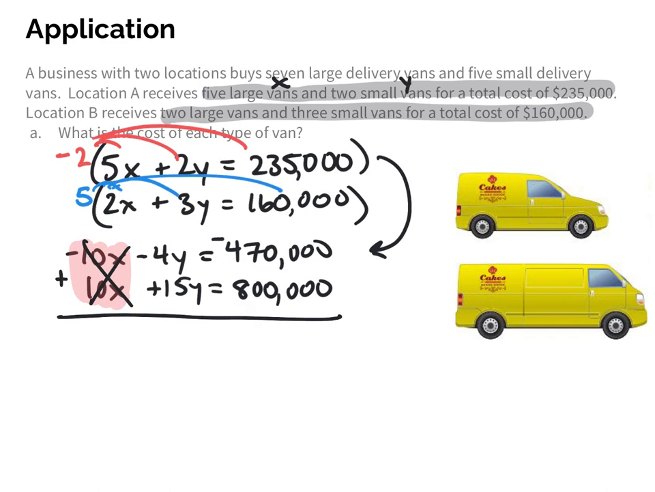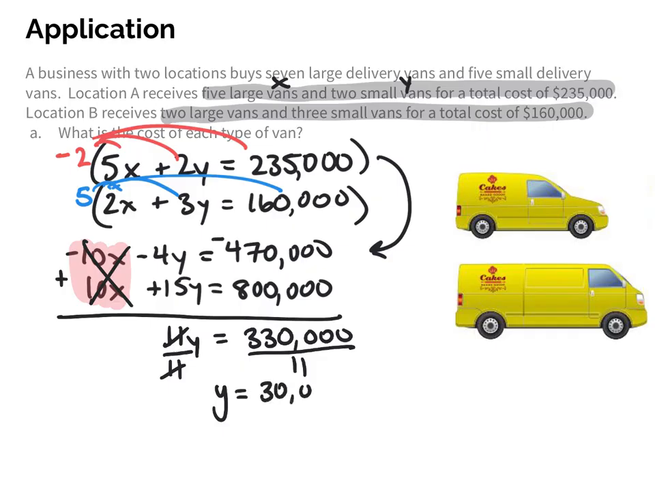Everything else will work out pretty. So -4y and 15y give me 11y. And those two big numbers added together give me 330,000. Nice. Then solving for y, I'm going to divide both sides by 11, and I'll get y equals 30,000. Fantastic. $30,000 for y, the small van. That makes sense. Now our goal is to figure out the cost of the large van, so that would be x.